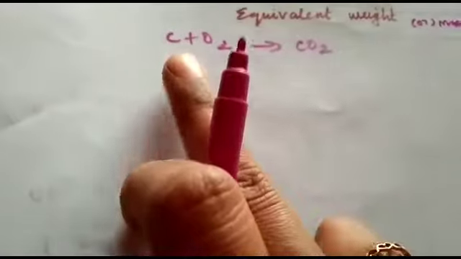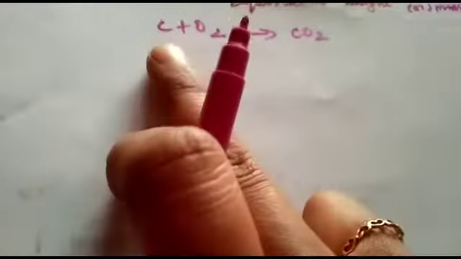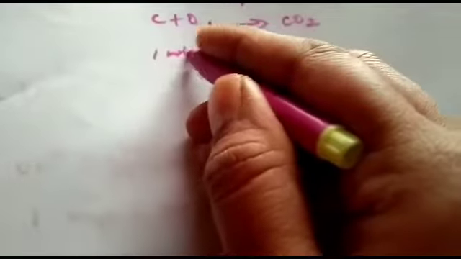One mole of carbon reacts with one mole of oxygen to form one mole of carbon dioxide. This is the correct way. One gram is wrong. One mole is correct. Now, there are two types of equations.